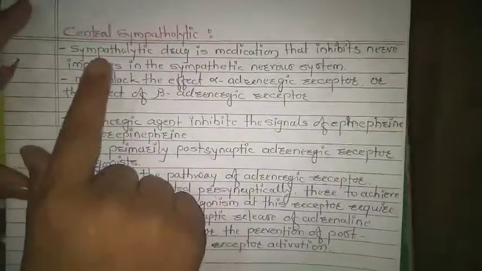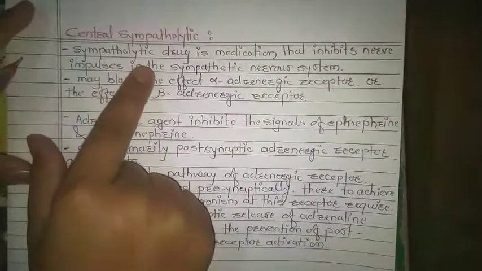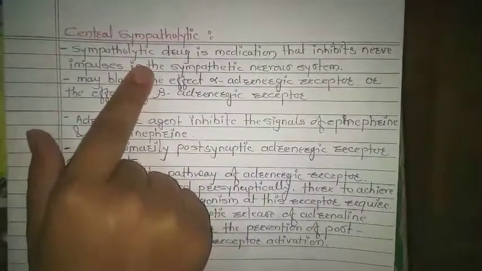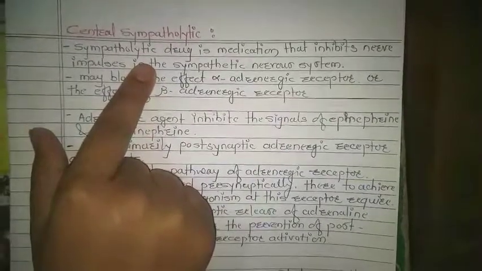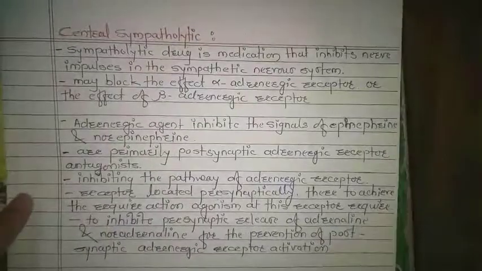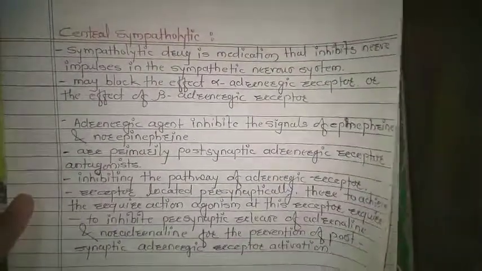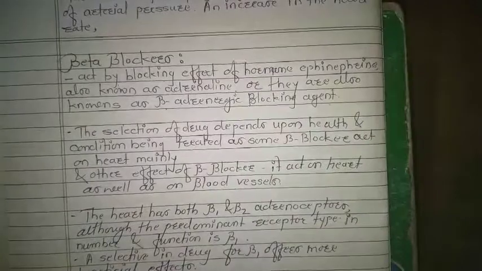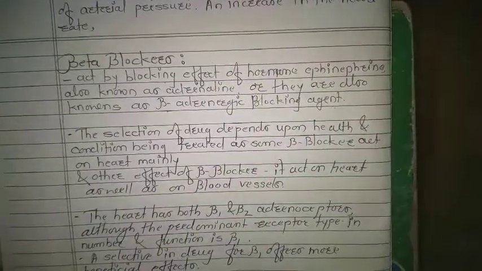The first drug which acts as an antihypertensive agent is your angiotensin converting enzyme inhibitor. Next is your central sympatholytic agents or central sympatholytic drugs. Next is your beta blockers. Okay, thank you.